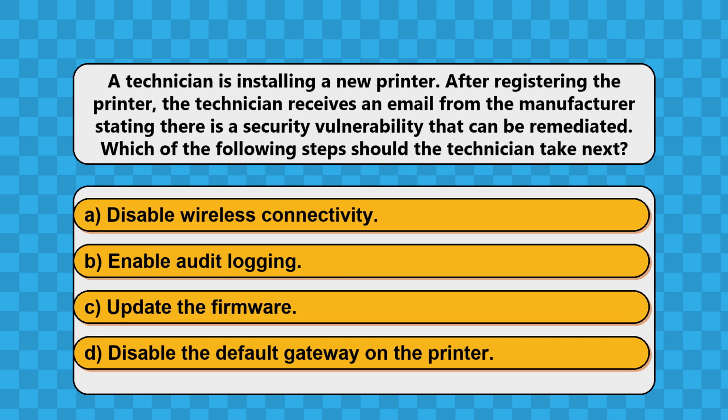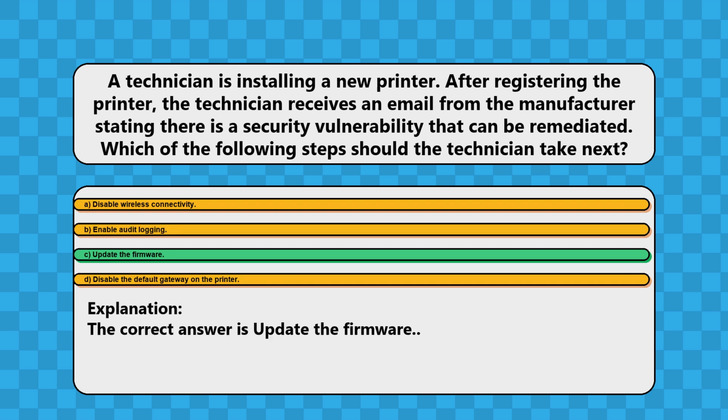Question 55. A technician is installing a new printer. After registering the printer, the technician receives an email from the manufacturer stating there is a security vulnerability that can be remediated. Which of the following steps should the technician take next? Option A, disable wireless connectivity. Option B, enable audit logging. Option C, update the firmware. Option D, disable the default gateway on the printer. The correct answer is option C, update the firmware.